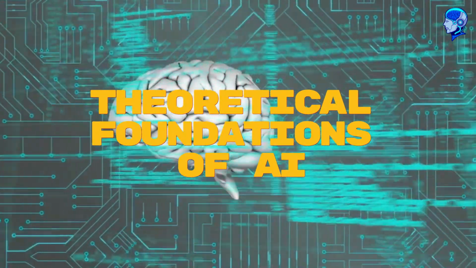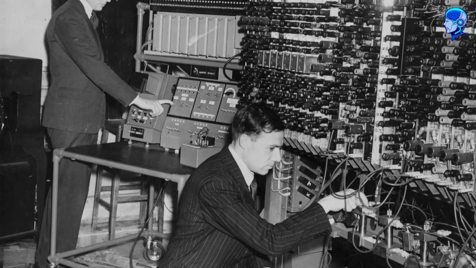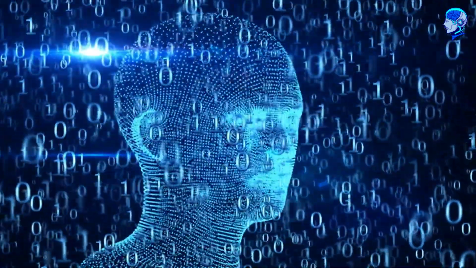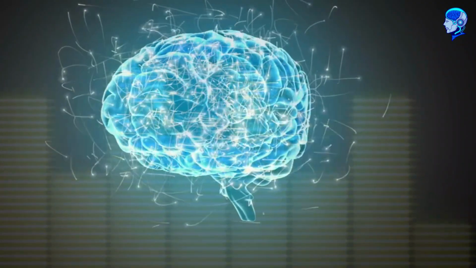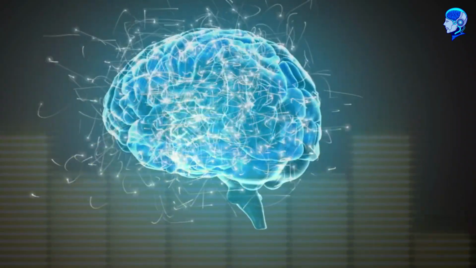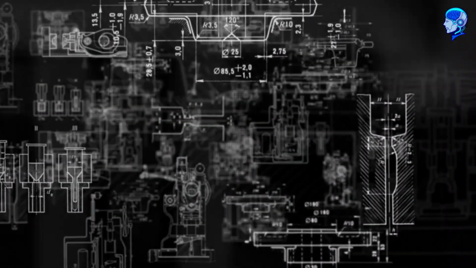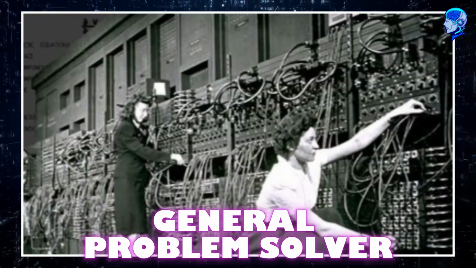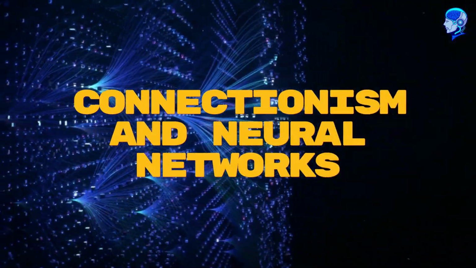Theoretical foundations of AI. AI traces its origins back to the mid-20th century, with pioneers like Alan Turing proposing the concept of machine intelligence. The Turing test became a benchmark for assessing machine intelligence, sparking debates on the nature of consciousness and cognition. Early AI research focused on symbolic manipulation and logical reasoning, laying the groundwork for rule-based systems. Symbolic AI aimed to replicate human thought processes through explicit rules and representations, albeit with limitations in handling uncertainty. This period saw the emergence of early AI programs like the Logic Theorist and General Problem Solver, demonstrating rudimentary problem-solving capabilities.